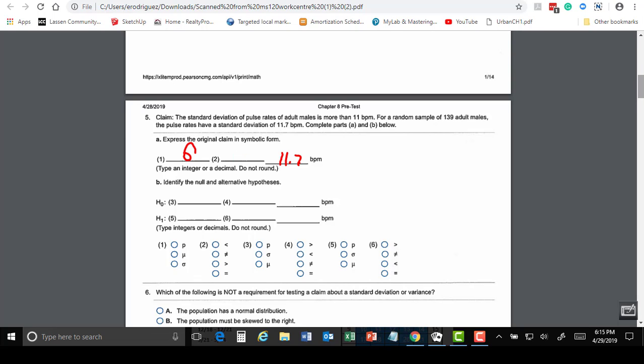So we could look at this instead as this. Our null would be that this equals that. Right? So actually here it is. The null would be that sigma is equal to 11, yeah? And the alternative hypothesis will be that sigma, and this time I'm going to put less than 11.